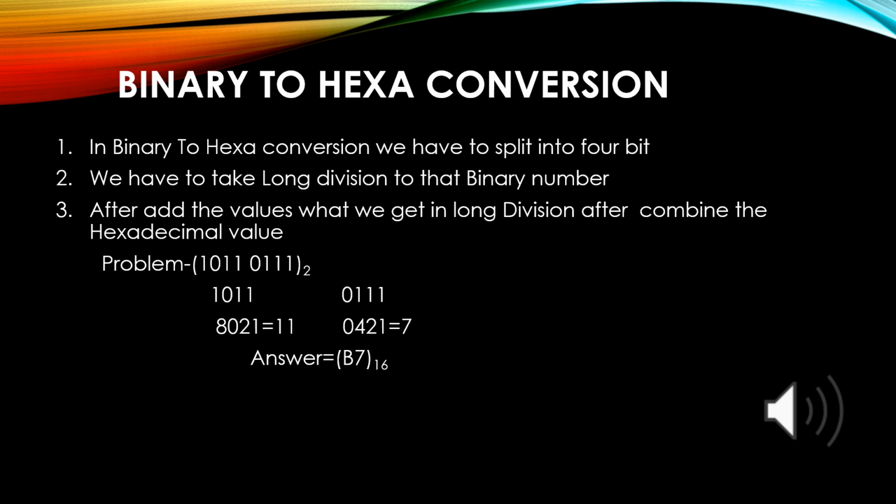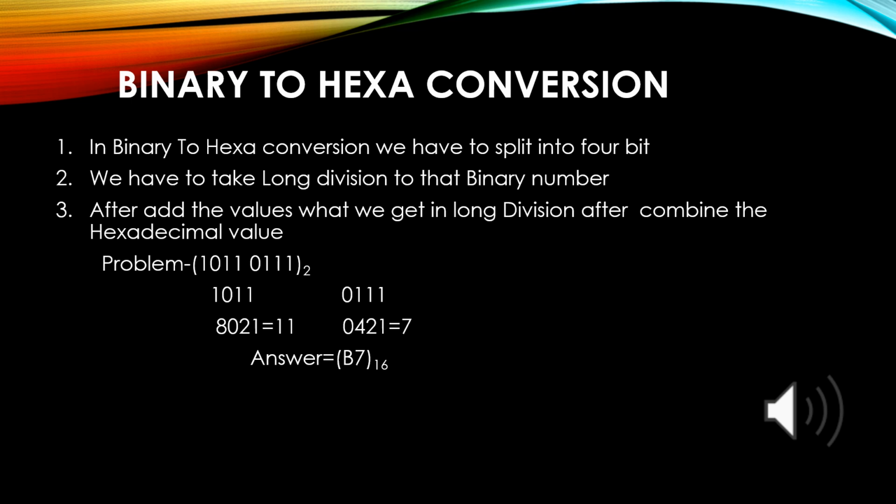If we take the long division for the value 1011, we will get 1 into 2 power 0 equal to 1, 1 into 2 power 1 equal to 2, 0 into 2 power 2 equal to 0, 1 into 2 power 3 equal to 8. If we add 1 plus 2 plus 8 equal to 11, the value of 11 is b.